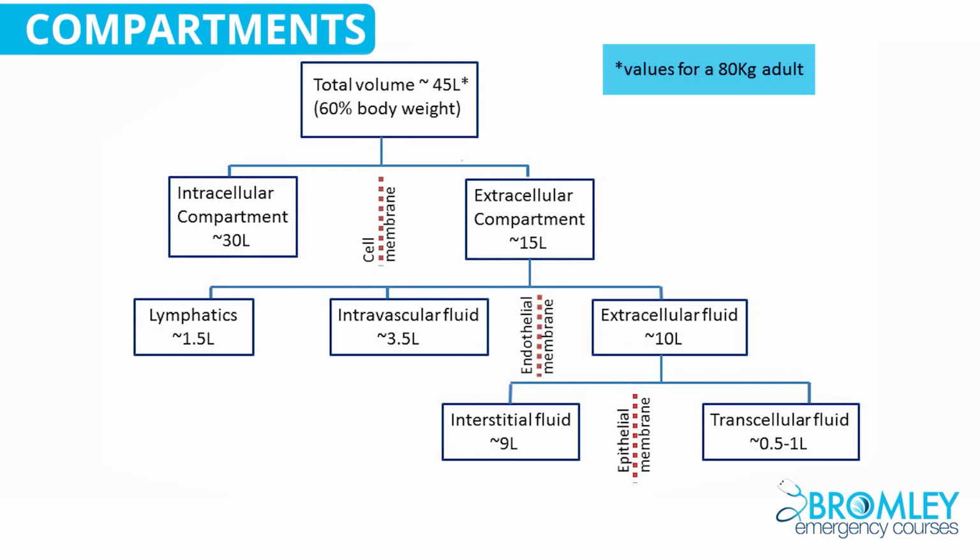Of that 15 litres of extracellular compartment water, most of it is in the extracellular fluid, so the fluid that bathes all our body cells. About 3.5 litres is found in the vasculature, in other words, is blood, and about 1.5 litres at any one time is in the lymphatic system.